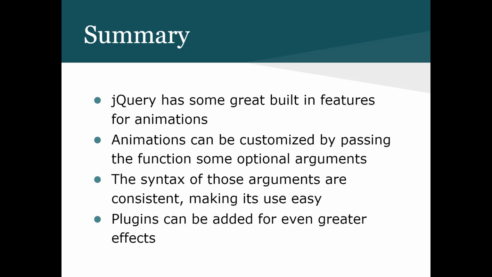So in summary, jQuery has some great built-in features for animations, and we have seen a number of them in this lecture. Animations can be customized by passing the function some additional arguments. The syntax of those arguments is consistent, making its use fairly easy to understand, implement and customize. Plugins can be added for even greater effects, for custom easing and adding additional CSS properties that we can animate. jQuery Transit is just one excellent example.